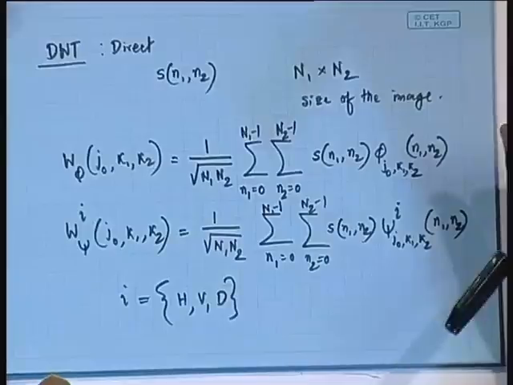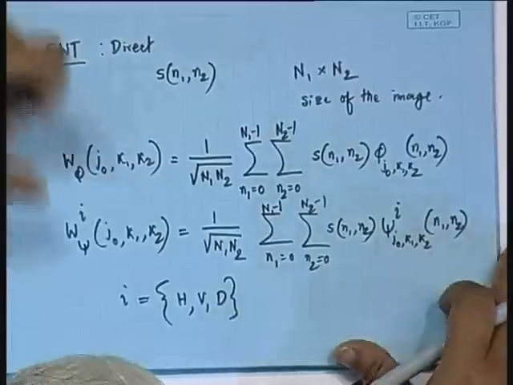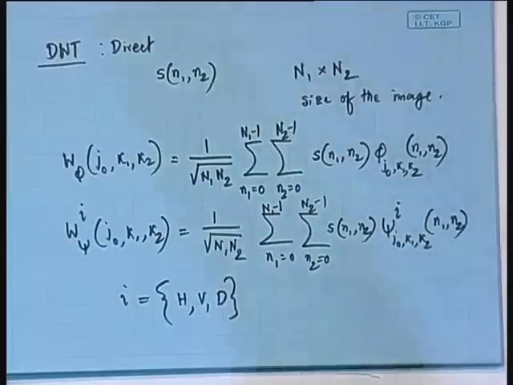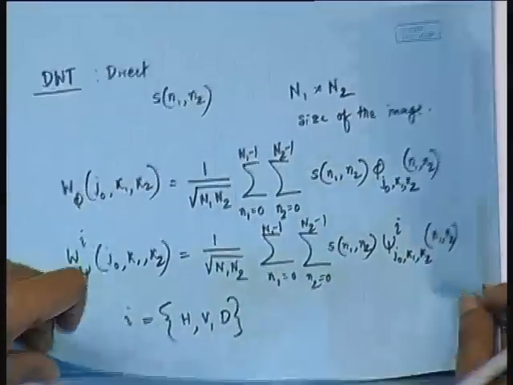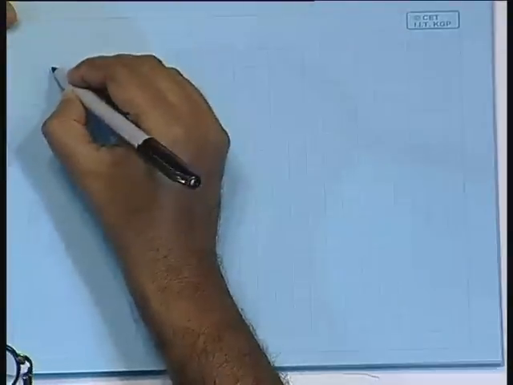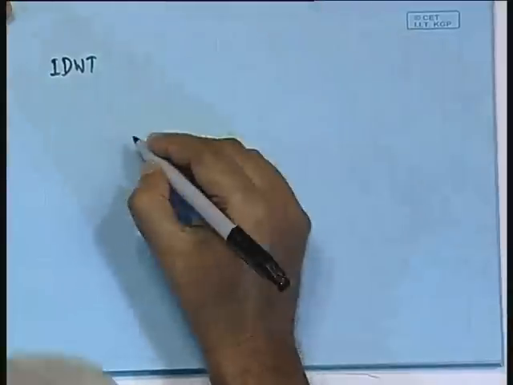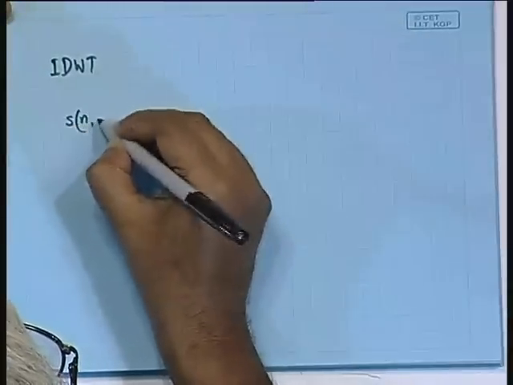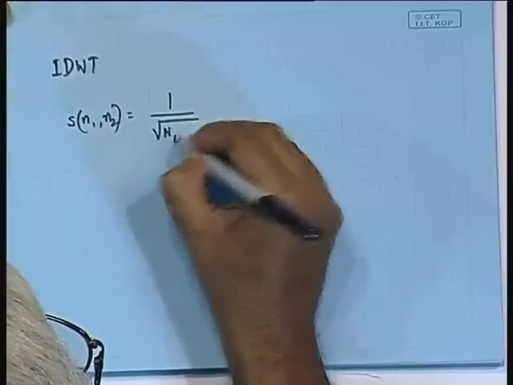Okay. Now, how to get back that? So, that will be obtained by having an inverse discrete wavelet transform. So, what is the inverse discrete wavelet transform going to yield us? It will give us S n1 n2 out of this W phi and the 3 W psi. So, mathematically the inverse DWT, or I can write in short form as the IDWT, expression would be S n1 n2. This could be written as 1 by root over n1 n2.